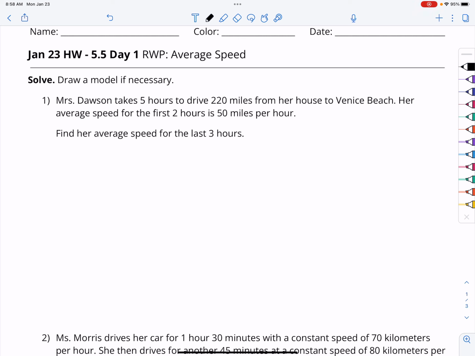So in question 1, Mrs. Dawson takes 5 hours to drive 220 miles from her house to Venice Beach. Her average speed for the first 2 hours is 50 miles per hour. Find her average speed for the last 3 hours.